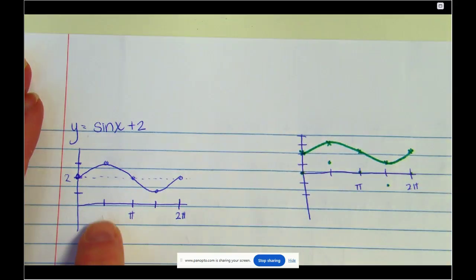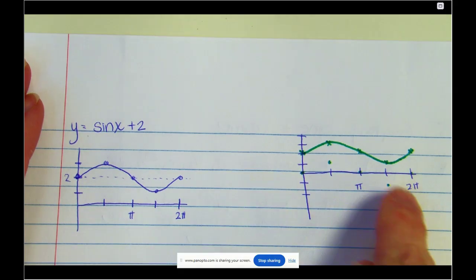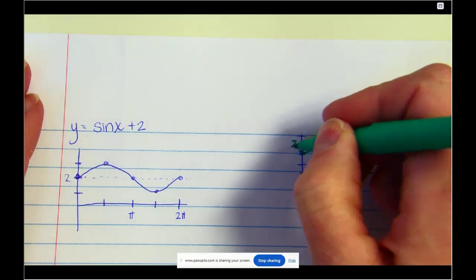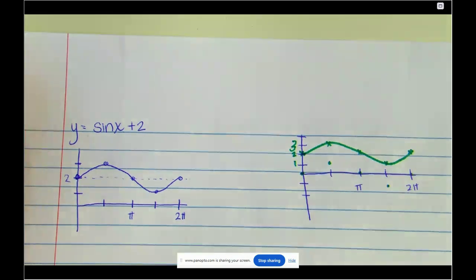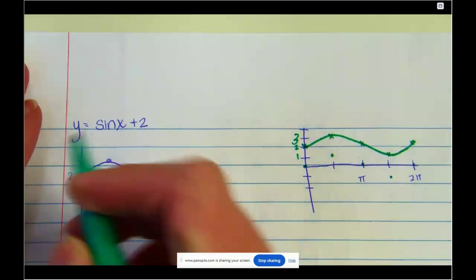This saves time. They end up in the same place. This is still 2, this is still, this is 3, 2, and 1. I could do both of those. Okay.